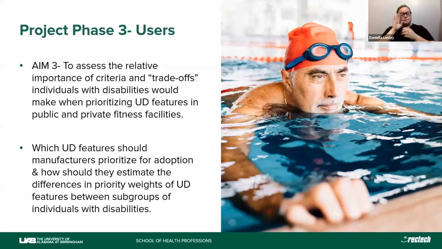So phase 3 of the project is speaking to users. So we're speaking to individuals who use gyms who have a disability, individuals who don't use gyms that have a disability, and then we're speaking to individuals who have no disability that use gyms. What we want to learn is what are the trade-offs that individuals with disabilities would make to prioritize universal design, and then also gain the perception of people who don't have a disability in terms of accessible space. Next slide.